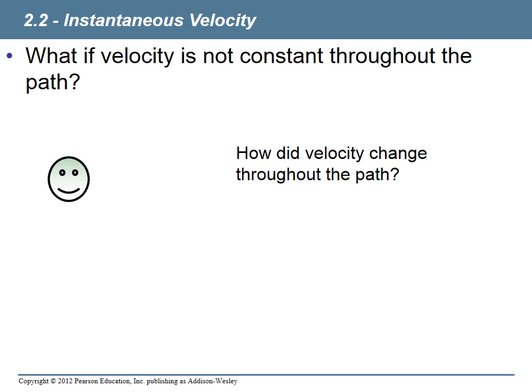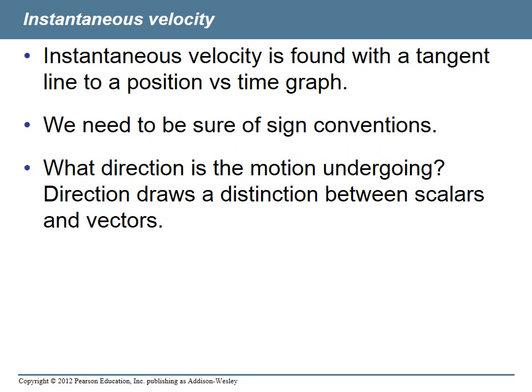So the velocity was changing throughout this, so sometimes it's convenient to talk about the instantaneous velocity. Or sometimes, I shouldn't say it's convenient, but sometimes we need to talk about the instantaneous velocity. Now, what's going on at a particular instant? So a little bit more about instantaneous velocity. The instantaneous velocity can be found with a tangent line to a position versus time graph. We'll go over this in a little bit more detail in a minute.